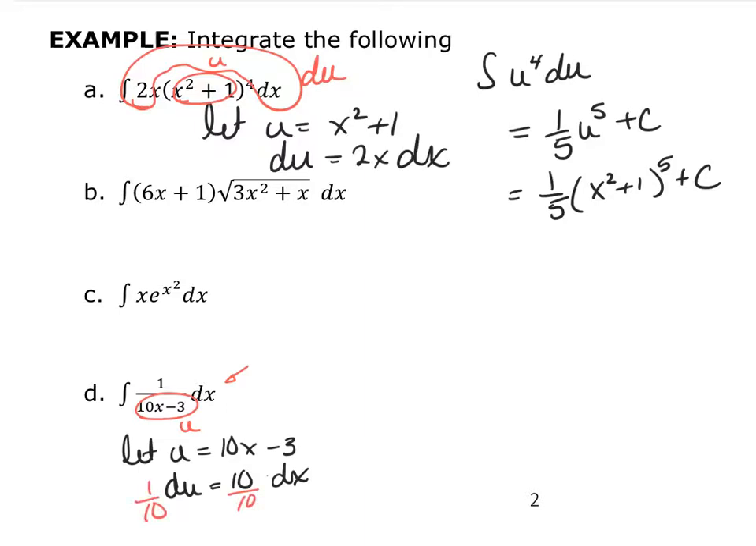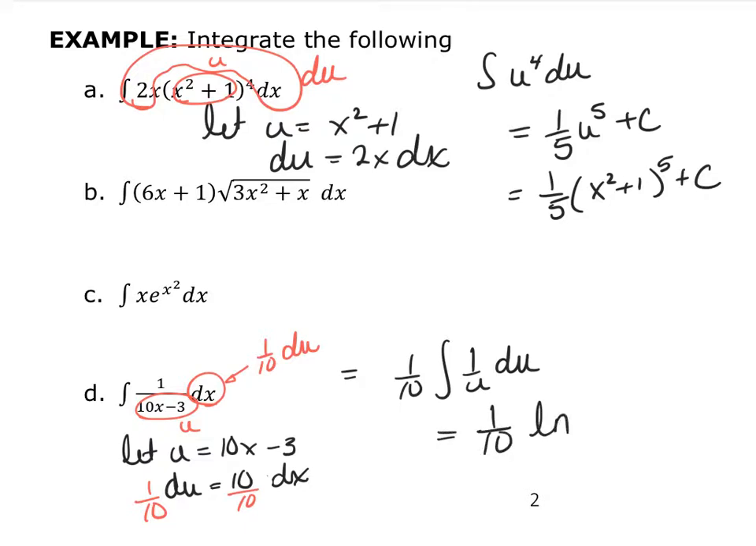And so when I do that replacement of dx, I'm going to replace dx with 1/10 du. So this is going to equal, and I'm just going to pull that 1/10 out as a multiplier, 1/10 the integral of 1 over u du. And when I see that, what does that equal to all day long? The natural log of u plus c. Don't forget the absolute value.